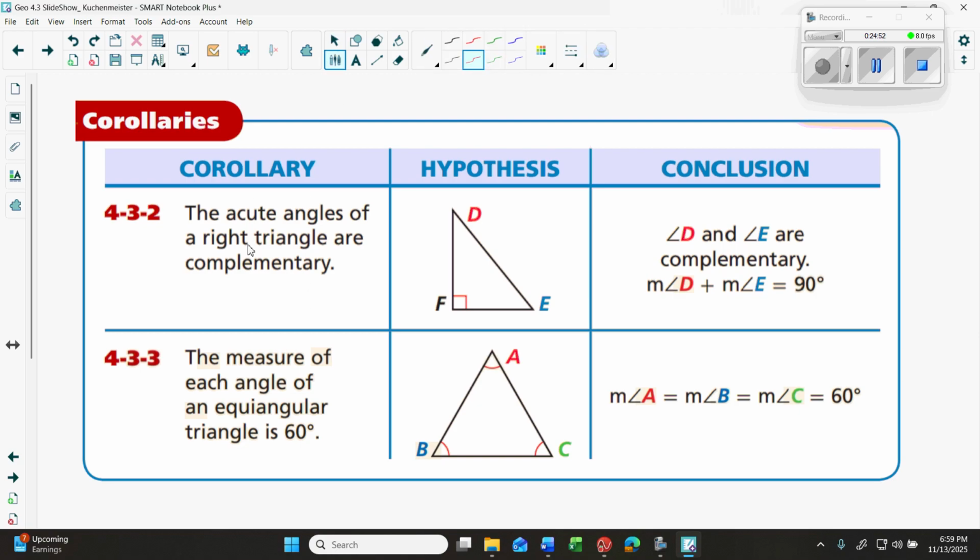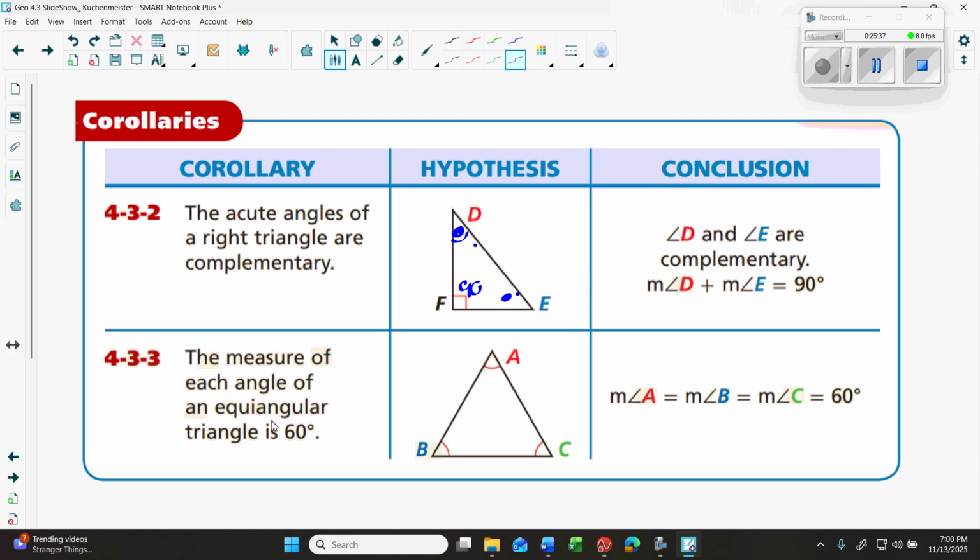The first one is: the acute angles of a right triangle are complementary. This says if you have a right triangle, which means a triangle with a 90-degree angle, then the other two angles have to be complementary, in other words, they have to add up to 90. Why is that the case? Because the triangle sum theorem says that all angles in a triangle add up to 180. Think about it: if all three add up to 180 and we know this one is 90, then the other two have to add up to 90, otherwise the original theorem fails.